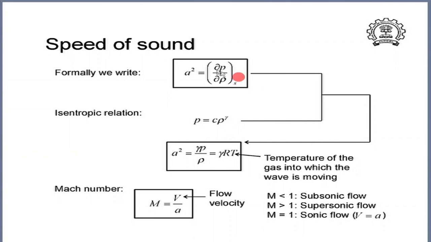So if you use the recently derived expression for the square of speed of sound, and this P equal to C rho raised to gamma, you can readily show that A squared is then simply equal to gamma times P over rho, and P over rho for an ideal gas is nothing but R times T. So the familiar expression finally that we obtain is A squared equal to gamma times R times T.